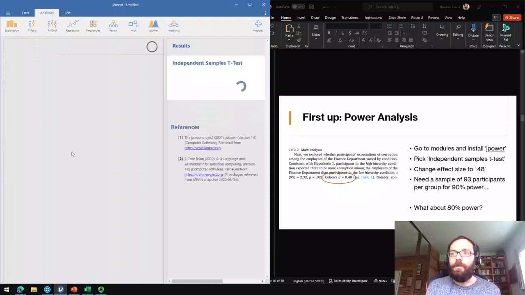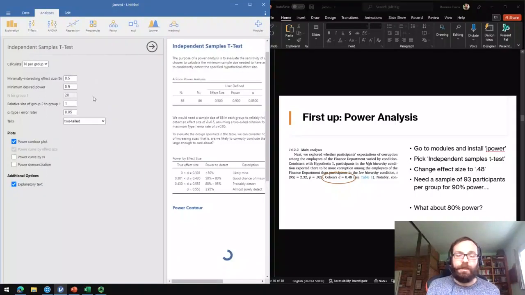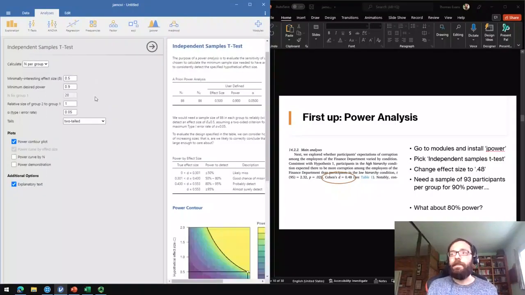Now, as you can see, you've got lots of things you can edit on this left-hand side, and then you've got the outputs on the right-hand side. So for people who are following me just by audio, we've clicked J-Power, and we've chosen t-tests and independent samples t-test. And so you first get asked, what would you like to do?